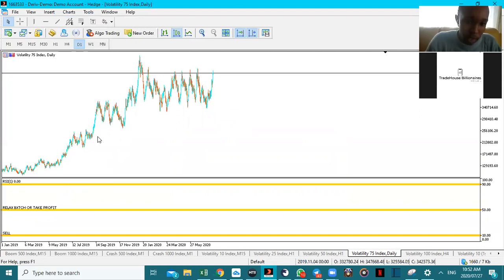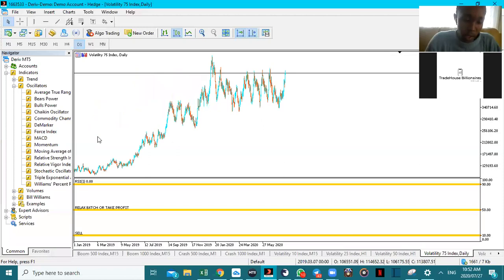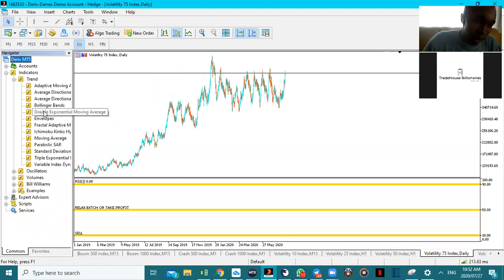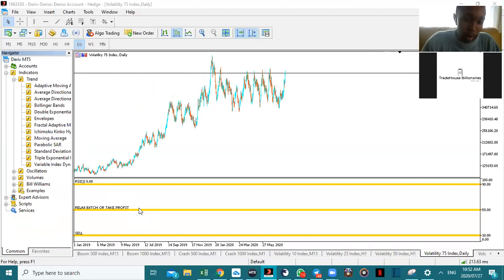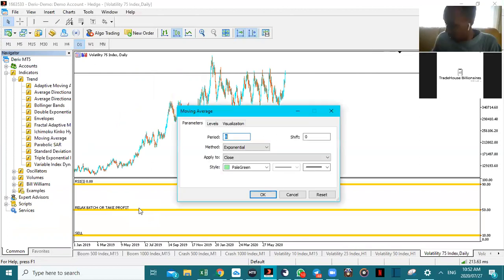Instead, press Control and N at the same time, and this Navigator here is going to open. Once the Navigator is open, select Trend, and then go to Moving Average. Hold the moving average and drag it on top of your RSI, just like that. Kaboom.